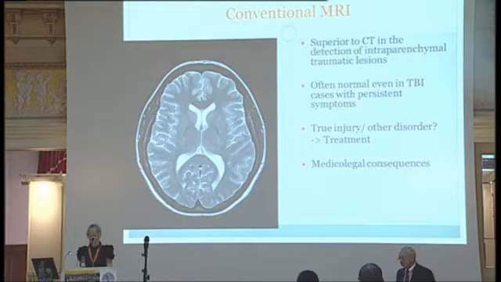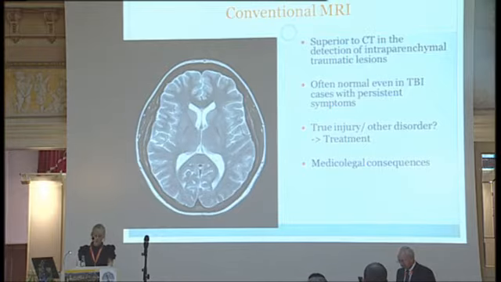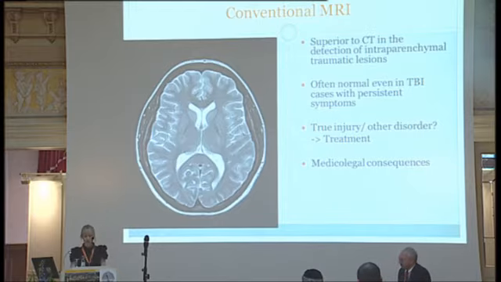Especially in such cases, it might be difficult for the clinician to decide if the symptoms are due to true injury or some other disorder. Accurate and early diagnosis has influence on the effectiveness of the chosen treatment. And as many traumatic brain injuries occur in traffic accidents, work-related accidents, sports-related injuries, or assaults, their medico-legal consequences may also be significant.